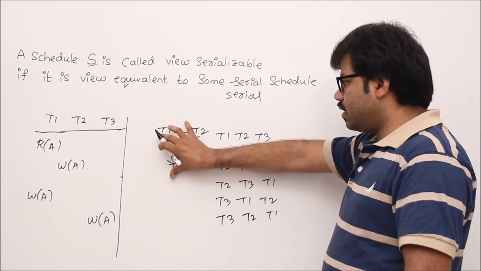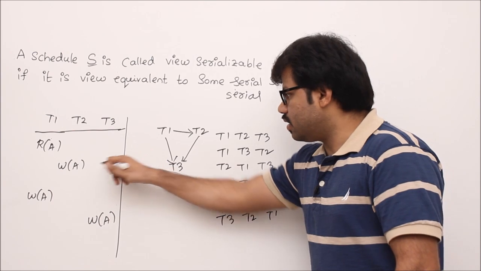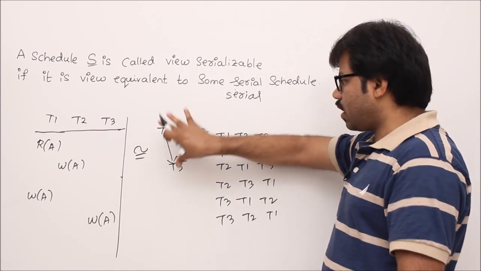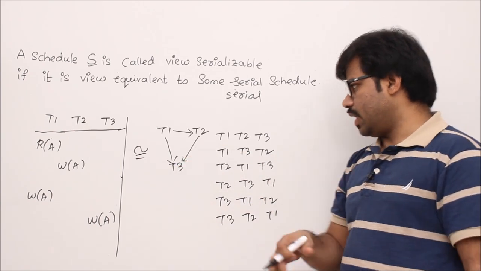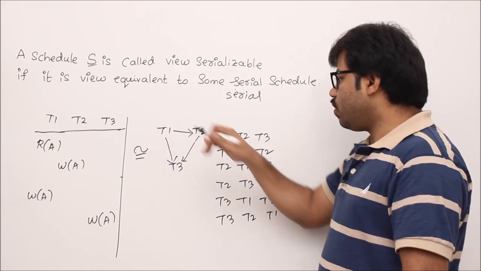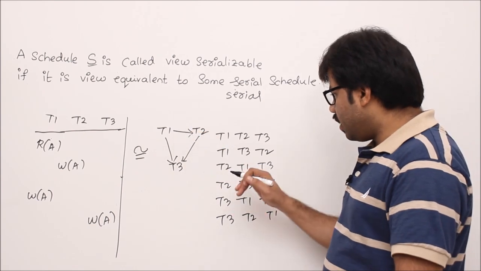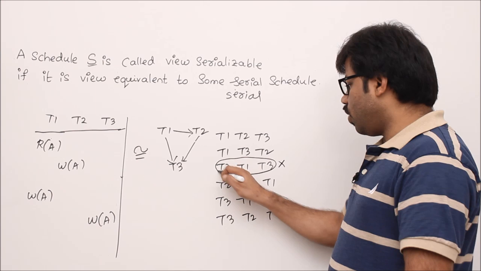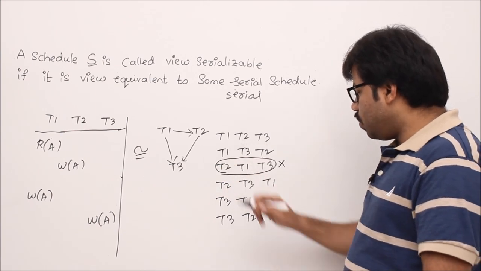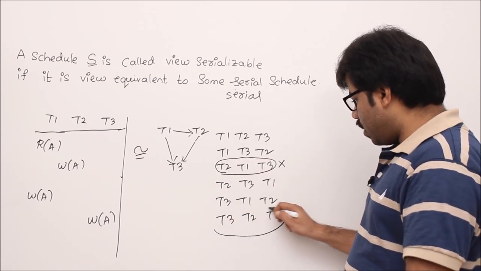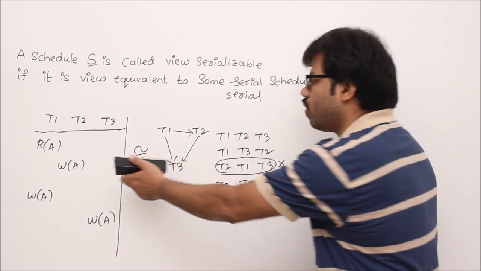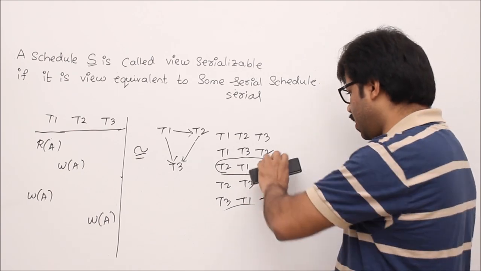Now this says that this schedule is equivalent to some serial schedule. That serial schedule should have this structure. Who will have this structure? We will see. T1 to T2: anything with T2 before T1 in the schedules cannot be a possibility. You understand. Similarly, cancel the T2, T1 order here too. So two schedules got cancelled. They cannot be view equivalent to this one because of the definition, right?